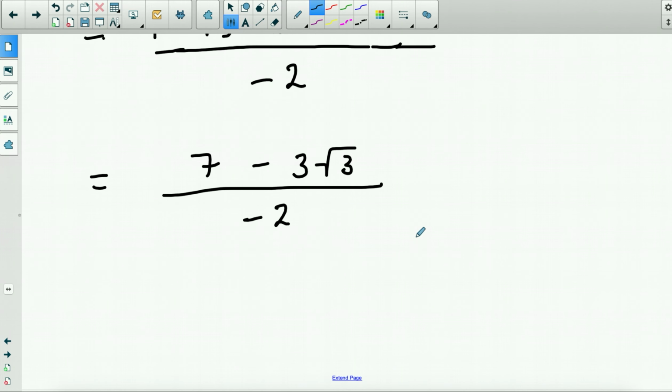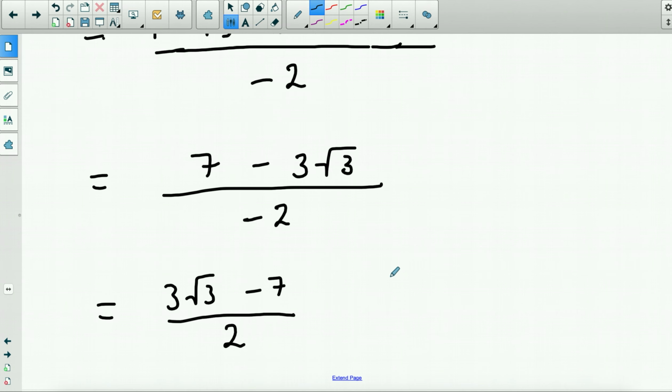Now you can leave it as it is, but if you don't like a negative number in the denominator, as soon as you remove a negative number from the denominator, you actually switch all the signs. So the 7 ends up being a negative 7, the negative 3 square root of 3 becomes a positive 3 square root of 3, and it's over a positive 2. It's still the same thing, doesn't matter which one you keep it as, just it's good practice to keep the denominator as a positive number. You can stop the video here. This is the end of the Surds videos.